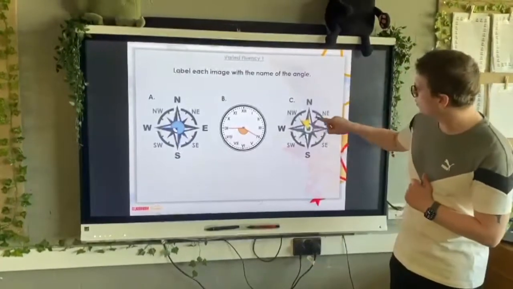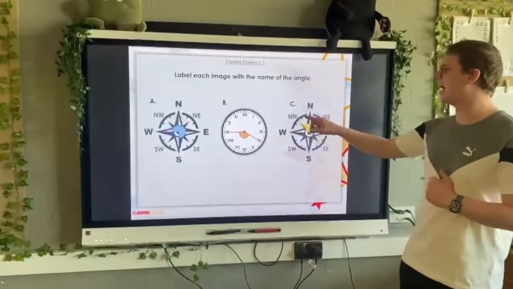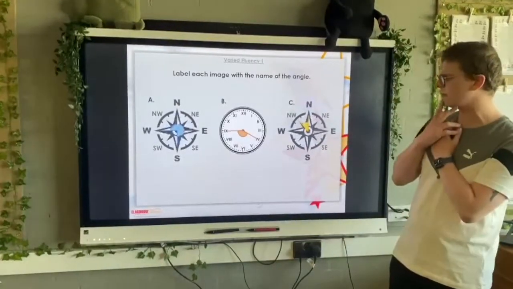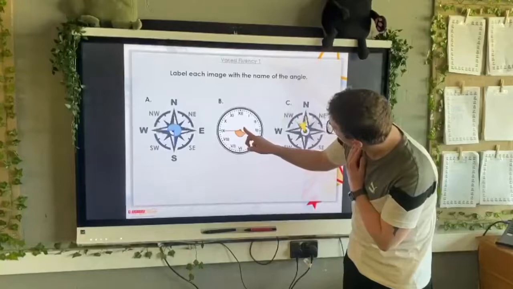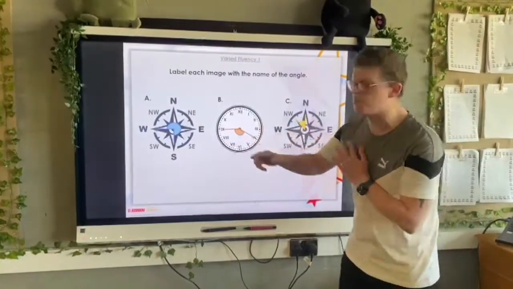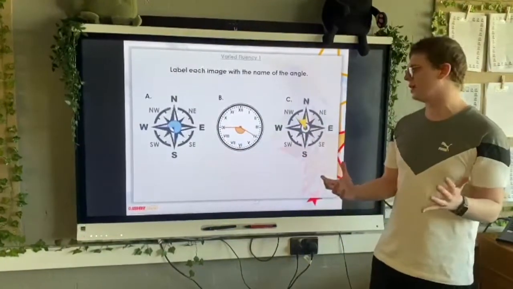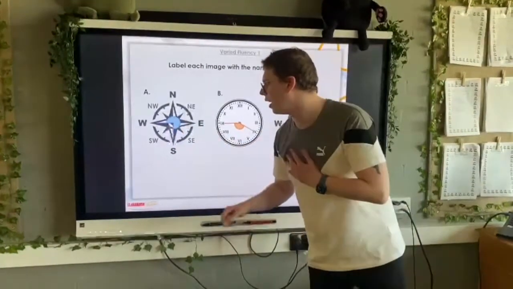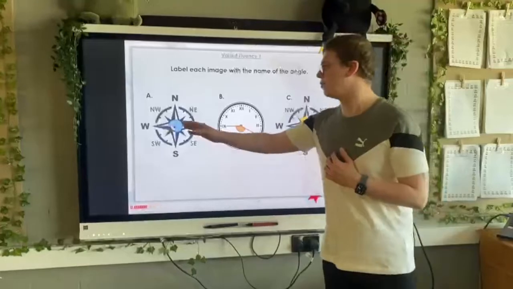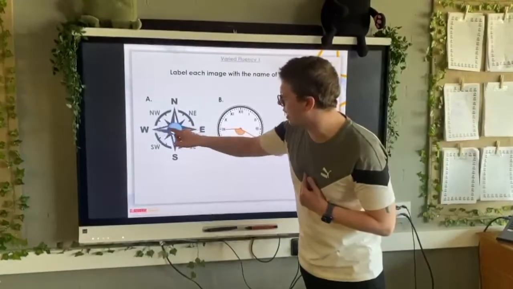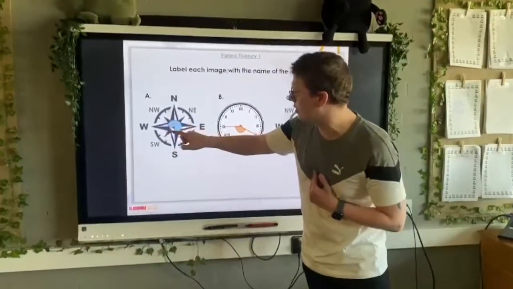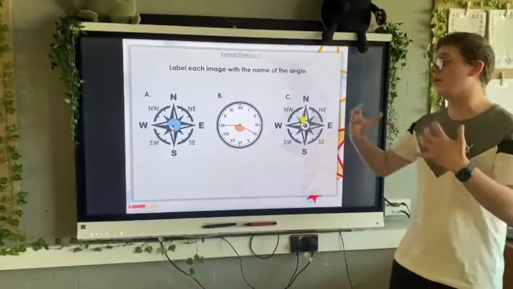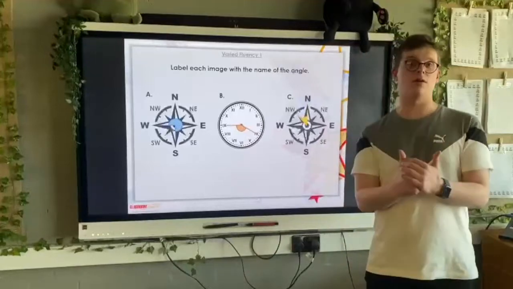Well, here, I can see that angle is far too small to be 90 degrees, so it's not going to be C. If we have a look at B, I can see that is much greater than 90 degrees. So let's have a look here. Aha, yes, I can see that we have got a right angle here. We have a 90-degree angle that's not been highlighted here, and a 270-degree angle that has been highlighted here. So A is our right angle.